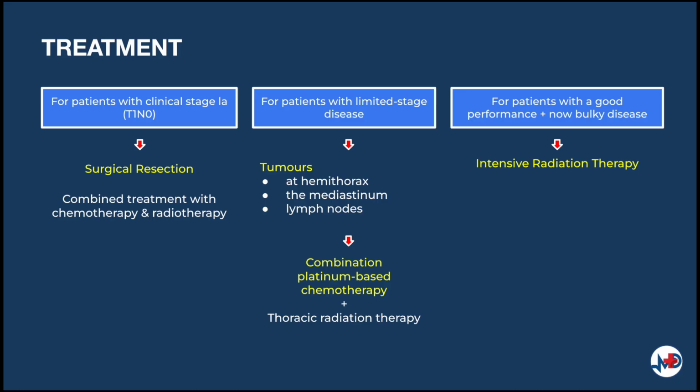For patients with a good performance status and non-bulky disease, intensive radiation therapy early in the course of treatment is indicated. However, radiation therapy can often be delayed for patients with either a poor performance status or very bulky disease. So, for approximately 30% of patients with small cell lung carcinoma who have limited stage disease at the time of diagnosis, management typically involves a combination of platinum-based chemotherapy and thoracic radiation therapy given with curative intent.